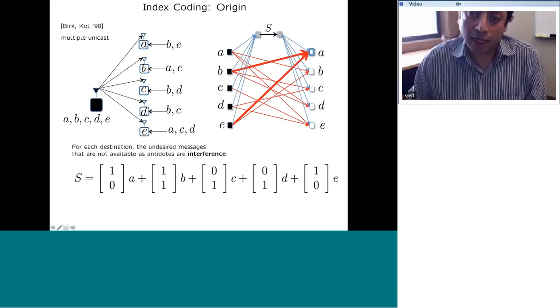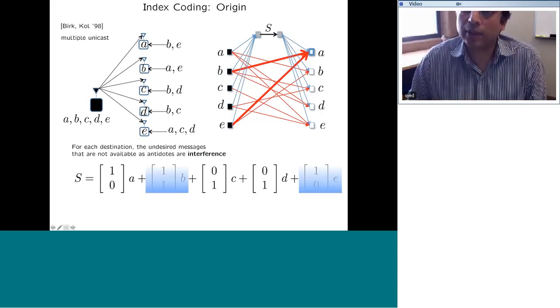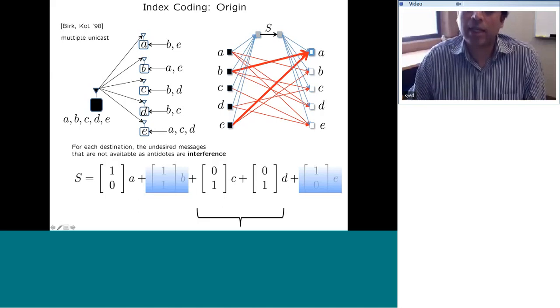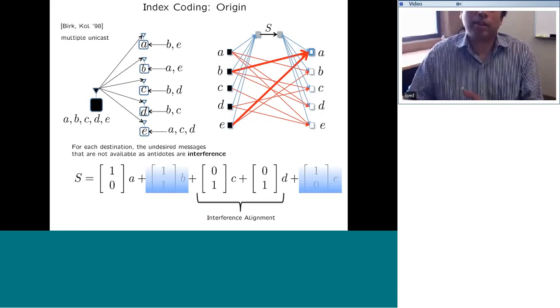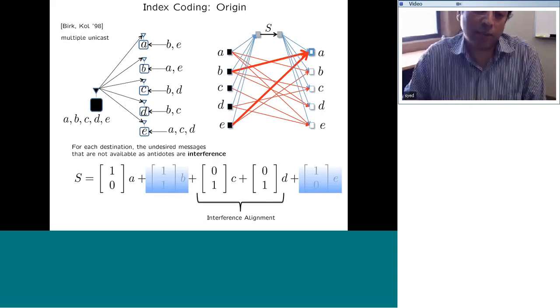Now at receiver A, the receiver already has B and E as antidotes. It knows what B is and E is, right? So it can subtract that out from the equation. What it's left with is 2 equations in 3 variables, A, C, and D. But notice that C and D, which are the undesired variables, actually occupy the same space. They span only a one-dimensional space. So that's where alignment happens. Because undesired variables align in one dimension, you're able to recover A from the other dimension.